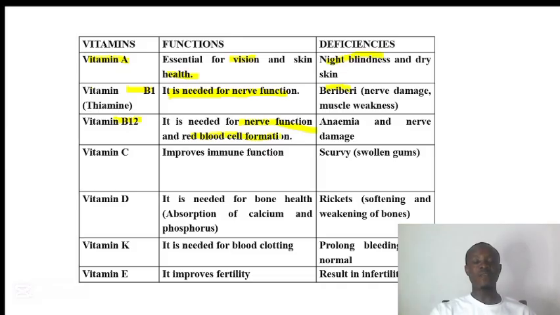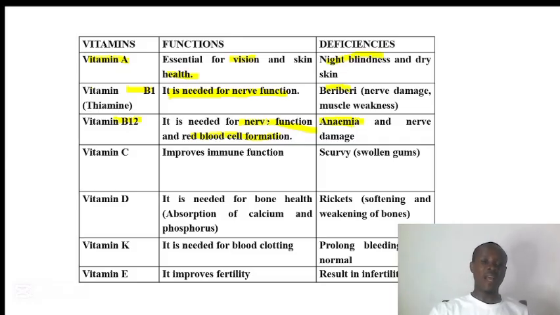This B12 is found in almost all blood syrups. When a person lacks vitamin B12, the person will experience what we call anemia and nerve damage. But the most common one that the person will experience is anemia. The anemia can be caused as a result of lack of red blood cells or as a result of lack of the pigment called hemoglobin, the one that will be responsible for the transport of oxygen.